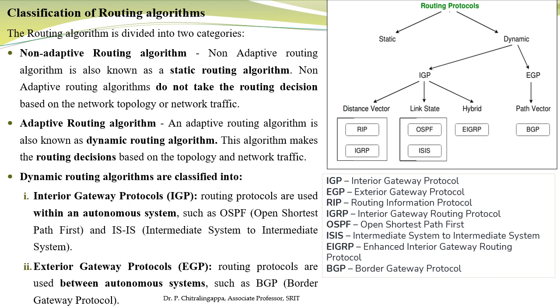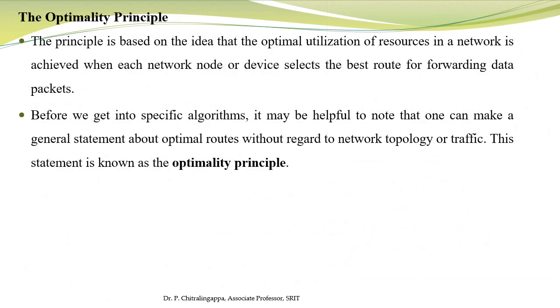Dynamic routing protocols are classified into two: interior gateway protocols and exterior gateway protocols. Interior gateway protocols are divided into distance vector, link state, and hybrid, and exterior gateway protocols are divided into path vector. An example of an exterior gateway protocol is BGP, and interior gateway protocols are RIP, OSPF, EIGRP, IGRP, and IS-IS. These are some of the protocols.